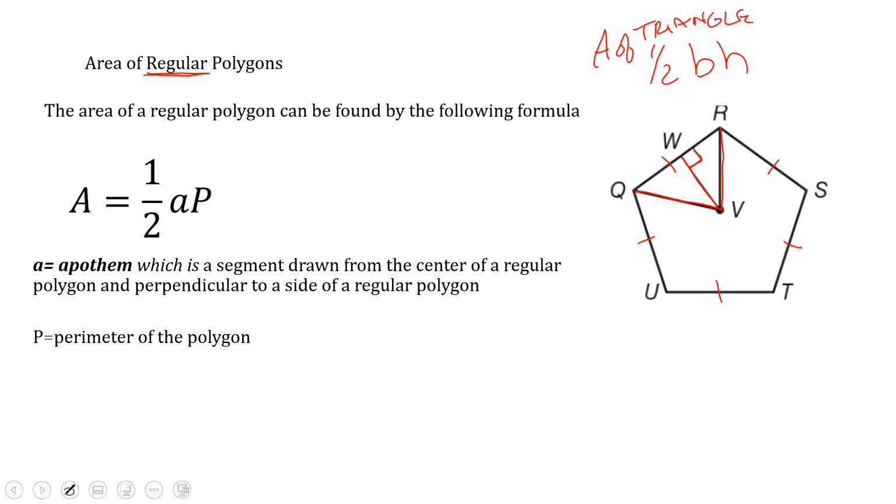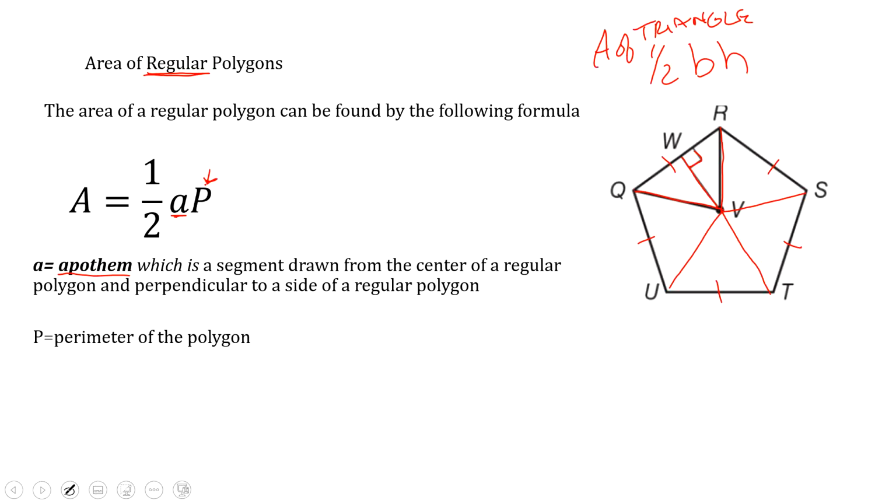Well, if we drew everything through, there are 5 individual triangles with 5 individual heights that are all the same. So our area then is going to be 1/2 a figure that they call the apothem, which we'll talk about in a second, times the perimeter of the polygon.